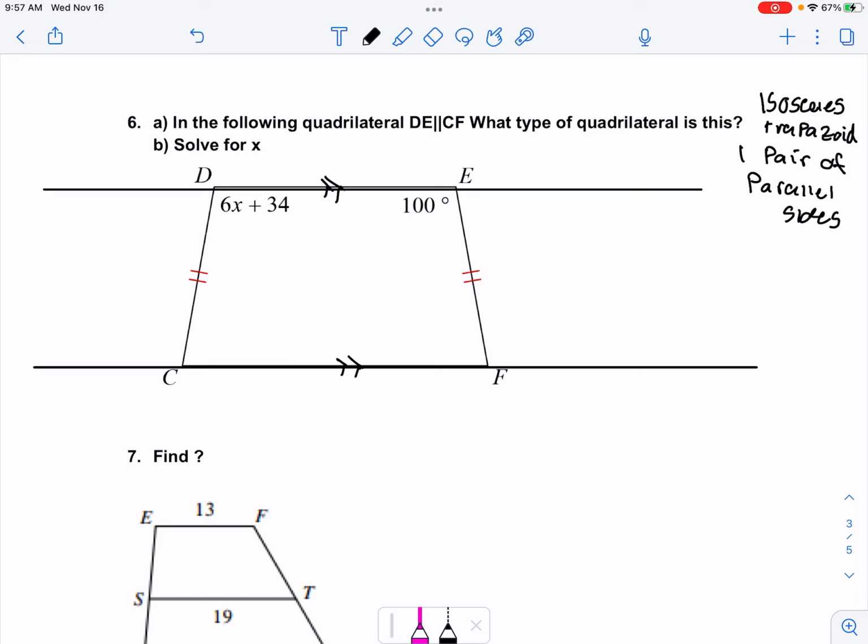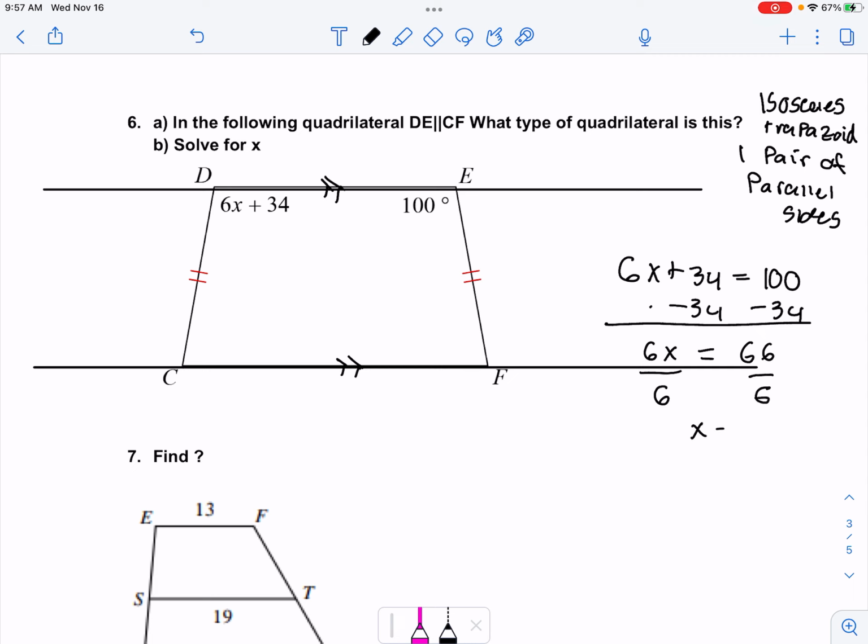Okay, so since it's a trapezoid, these special angles, the top and the bottom, are called base angles, right? And there's a property that says base angles are congruent, so these would be congruent. And then you solve. 100 minus 34 is 66. And then you're going to divide by 6. And you get x equals 11. And you're done.